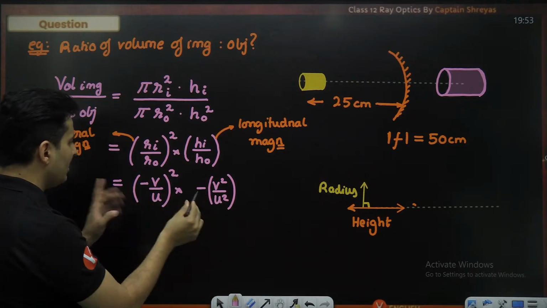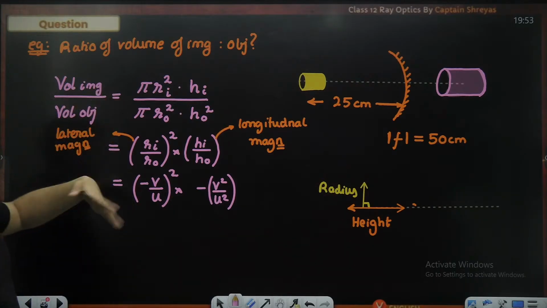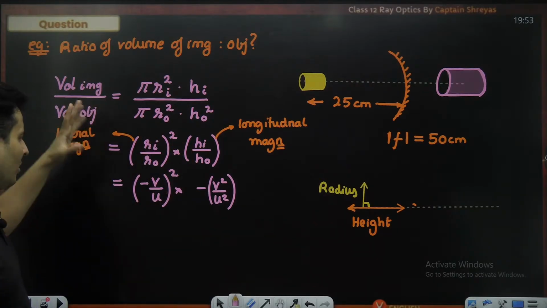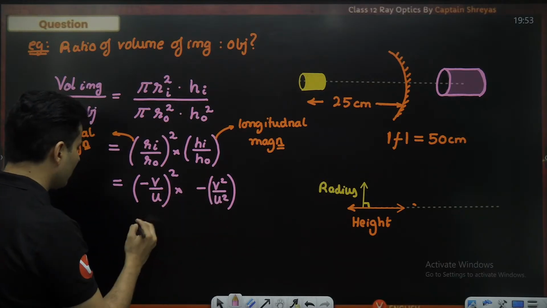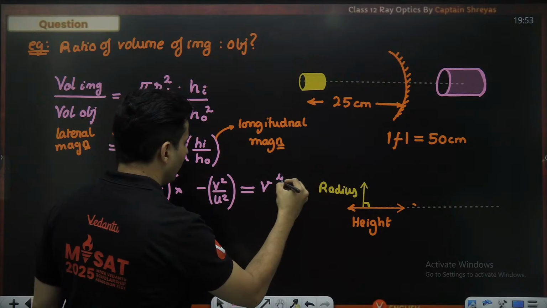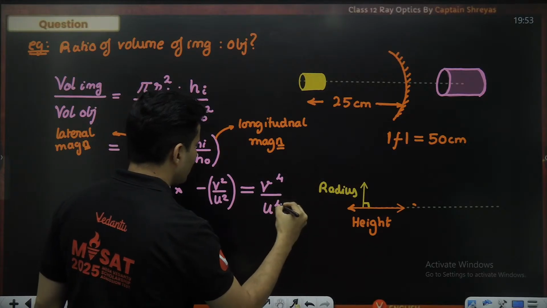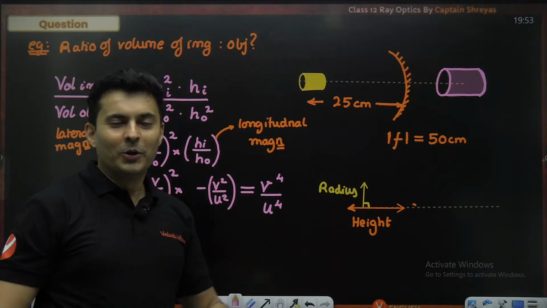Oh, best part, minus minus anyways got cancelled. Even if minus remained, I will not worry about it. It will just affect the sign. Magnitude wise, it will not affect it. So we have v square here, u square here, v square here, u square here. So technically, this is becoming v raised to 4 divided by u raised to 4. What a question. v raised to 4 by u raised to 4.